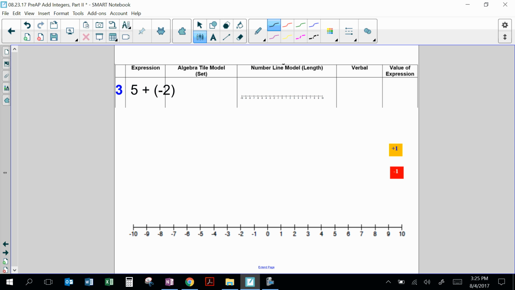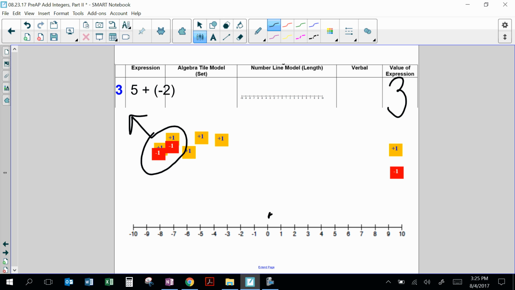Number 3, 5 plus -2. So I have 5. I'm going to add -2. What happens to these? These become 0 pairs. So I'm left with 3. So 5 added to 2 negatives cancel out 2 0 pairs. You're left with 3. How will I write this one using a number line?